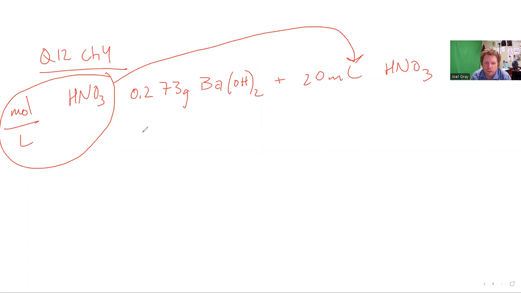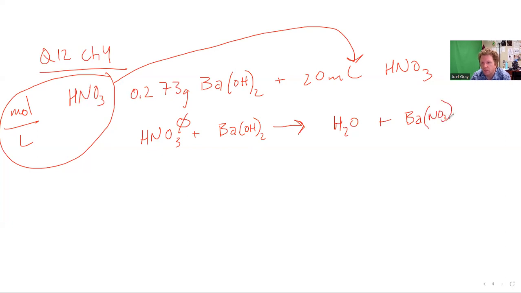To do this sort of question, what you need is your balanced chemical reaction. HNO3 plus Ba(OH)2. This is a strong acid versus a strong base, and they're going to produce H2O and barium nitrate. Considering that it makes a neutral compound with a hydrogen ion of +1, that means nitrate has a -1 charge. So Ba(NO3)2. So that part is balanced.